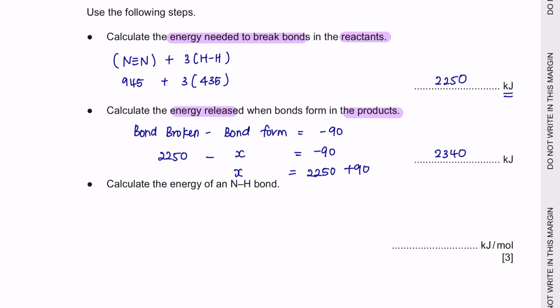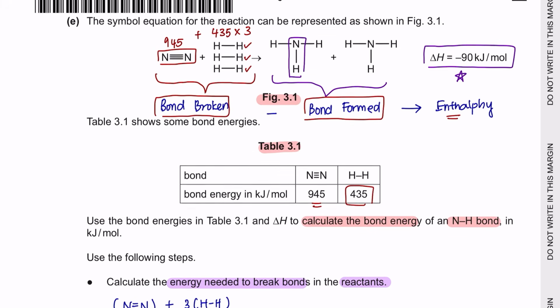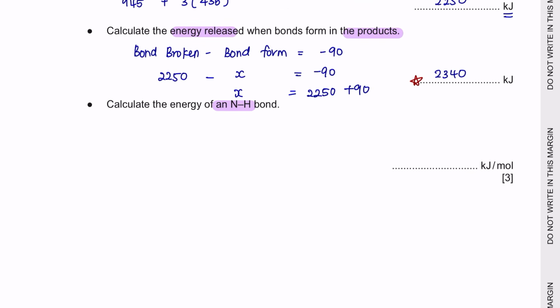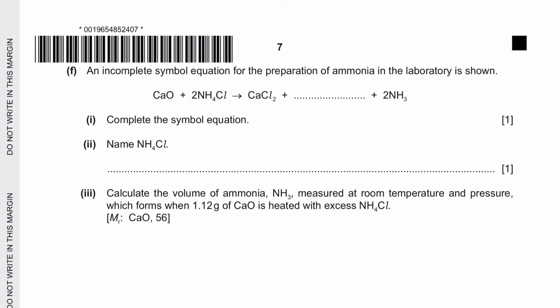Now the last step is to calculate the energy of an NH bond. We have found out that the energy released when bonds are formed is 2340 kilojoules. So this means that we have one NH bond, 2, 3, 4, 5 and 6 NH bonds. So the total of 6 NH bonds has made up 2340. So to get the value of 1 NH bond, we can just divide it by 6, giving us 390 kilojoules per mole. Next question F.